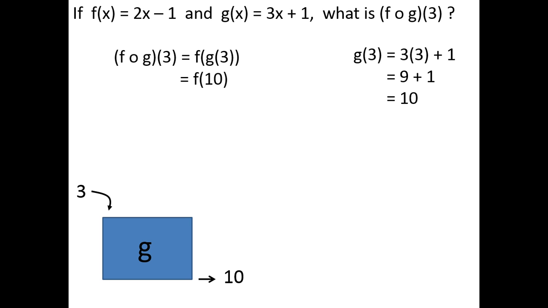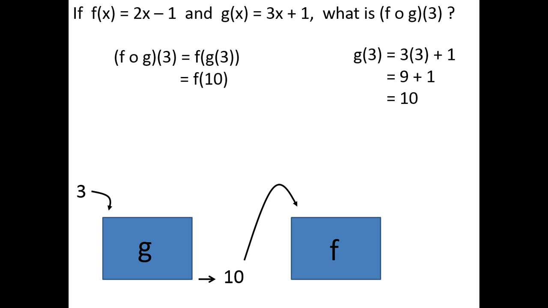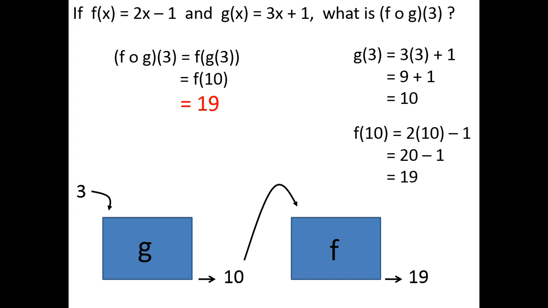That value will immediately go into the f function as its input. And then we have to see what we get back out for an output. So we need f of 10. Well, f of x is 2x minus 1, so we need 2 times 10 minus 1, which is 19. So our final output for this composite function is 19. So that's a look at functions and function notation and ways to represent functions and composite functions.